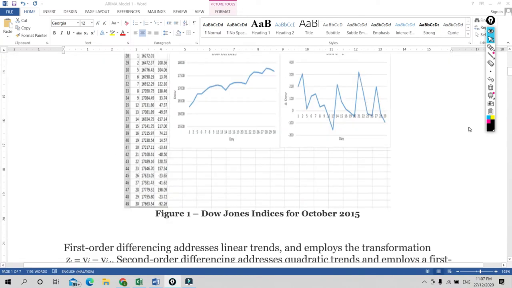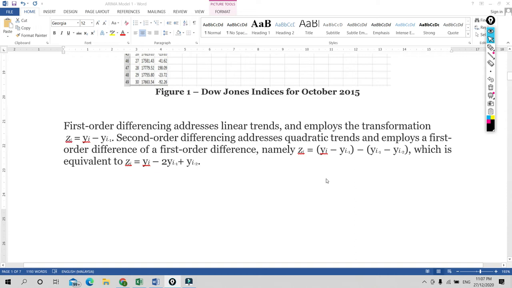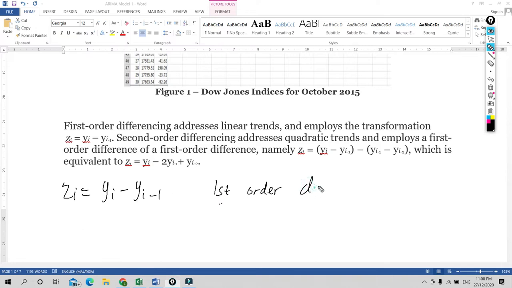Now, let's say I want to do a second order differencing. My first order differencing is Z sub i, equal to Y sub i minus Y sub i minus 1. These are first order differencing, where D is equal to 1. Now, for the second order differencing, you just substitute.